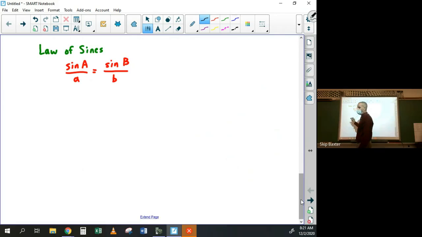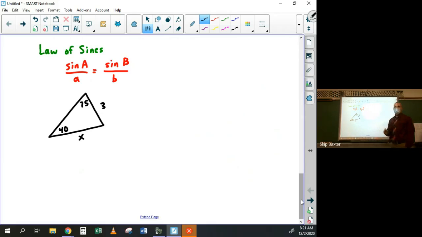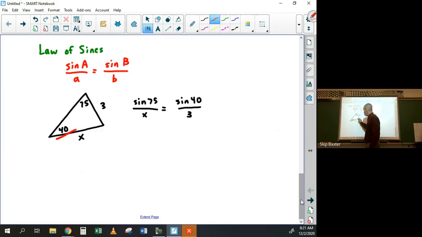There was the problems where you're given everything you need straight up. For example, they might say, this angle is 40, this angle is 75, this side is 3, find this side. So that's just totally ready for the law of sines. You would just say the sine of 75 over x equals the sine of 40 over 3. Because the information that you're working with is an angle and the side that's across from it, and then an angle and a side that's across from it. So this was totally set up for law of sines.